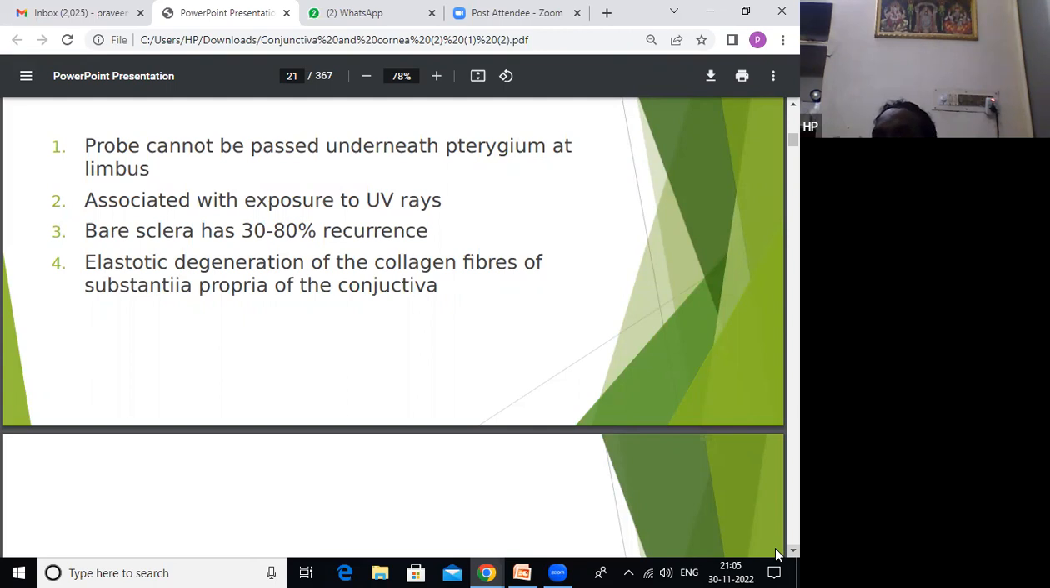And number 2. What is the difference between the pterygium and a pseudo-pterygium? It's the closest differential diagnosis. In a pseudo-pterygium, you can pass a probe underneath the pseudo-pterygium. That means the probe test is positive in pseudo-pterygium, whereas a probe cannot be passed underneath a pterygium. That means the probe test is negative.